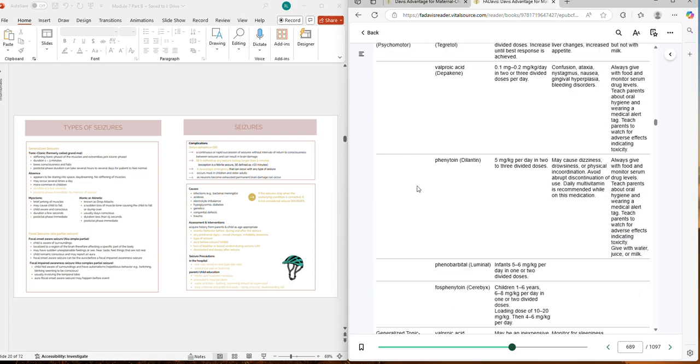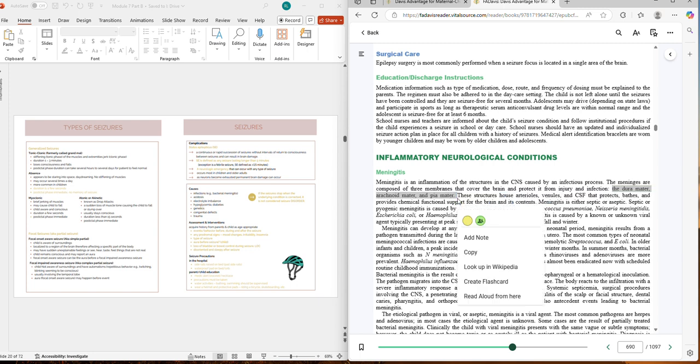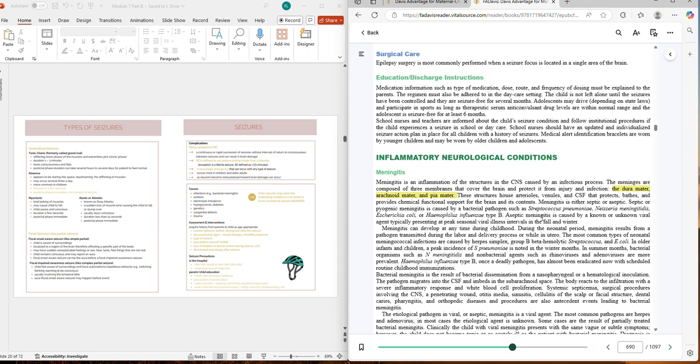All right, now page 691, the inflammatory neurological conditions. Meningitis. It's an inflamed structure of the central nervous system caused by infection. Taking you back to A&P, it affects the dura mater, the arachnoid mater, and the pia mater part of the brain. It's usually a bacteria: Streptococcus pneumoniae, Neisseria meningitidis, Escherichia coli, Haemophilus influenzae type B. So there's just those terms. You don't have to memorize them, but just be familiar with them.